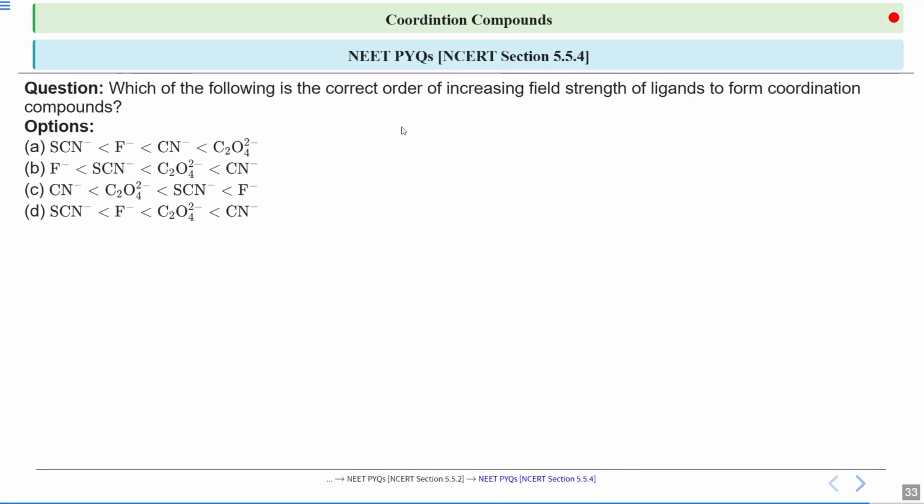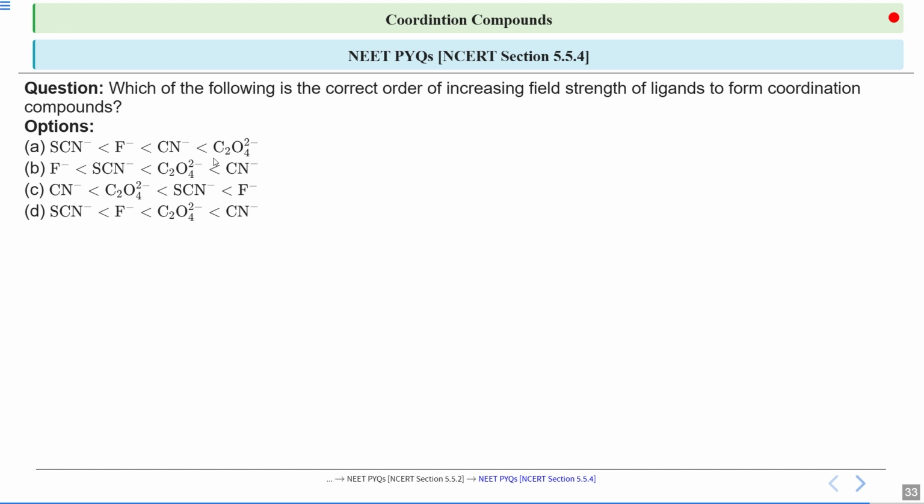So this is a NEET PYQ and this is covering the NCERT section 5.5.4. Question is, which of the following is the correct order of increasing field strength of the ligands to form the coordination compounds? So you have to select the correct order of the increasing field strength of ligands to form the coordination compounds. Basically, we have been given different orders between the different ligands representing the increasing field strength of ligands. You have to select the correct one.